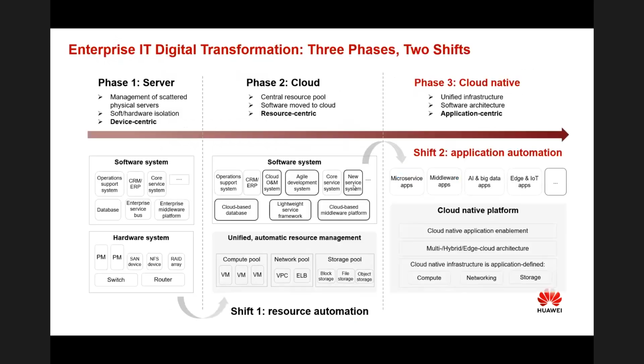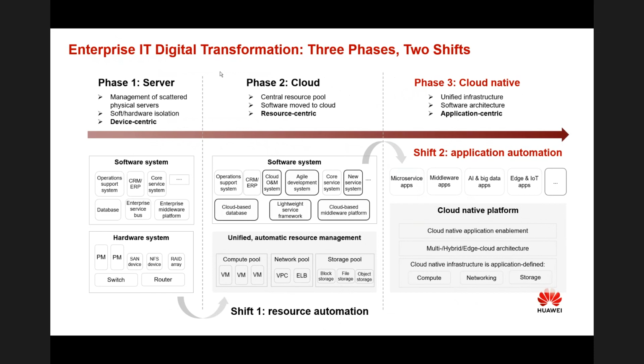Okay, the next one I will show you is the common enterprise digital transformation. It consists of 3 phases and 2 shifts. You can see that in the old days, businesses used local servers hosted at their own premises. It is device centric, with everything hosted in a local premises server. Then during shift 1, we do resource automation, going into phase 2, which is cloud.